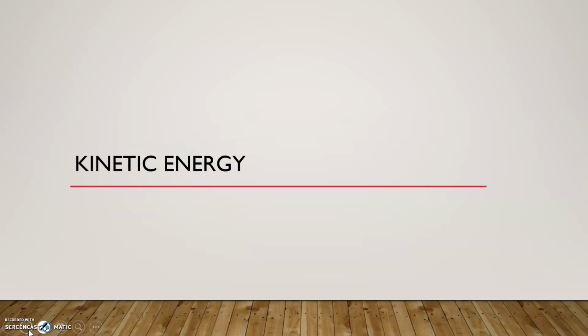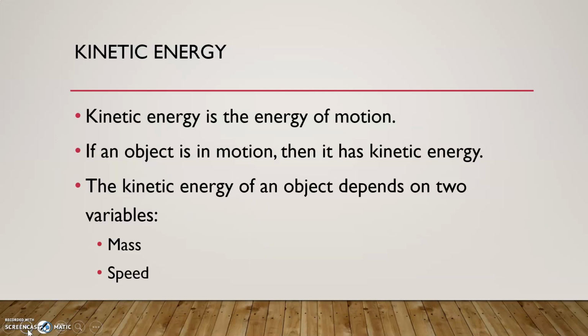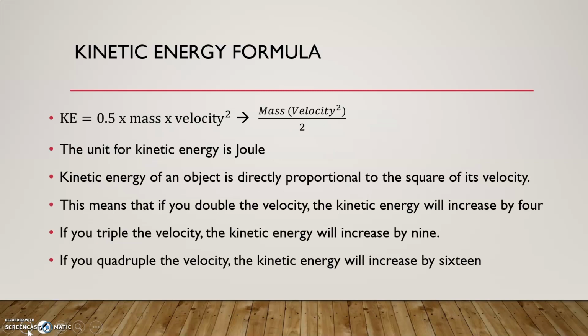So now we're going to look at kinetic energy. This is energy of motion, meaning the object must be moving in order to have kinetic energy. There are two main things that we look at: the object's mass and its speed. The formula for kinetic energy is mass times the velocity squared over 2. That is the formula I usually use. You can also use 0.5 times mass times velocity squared if that is easier for you.